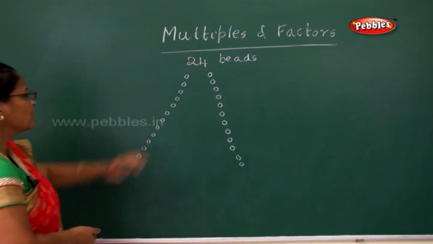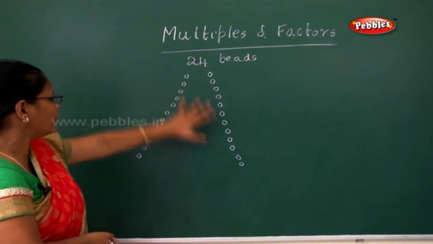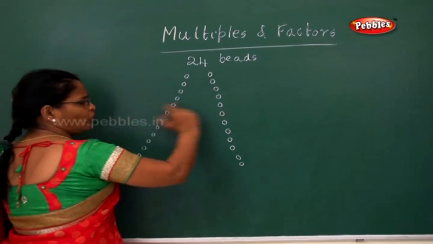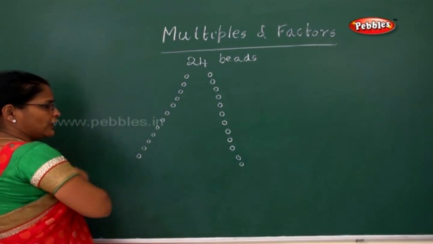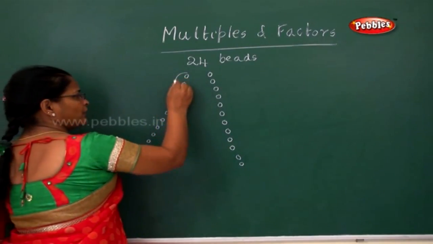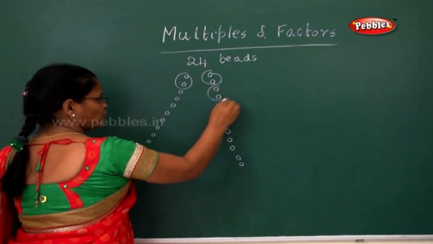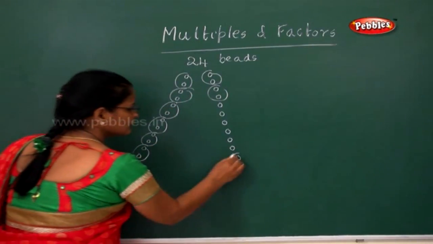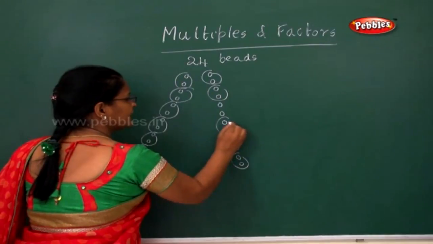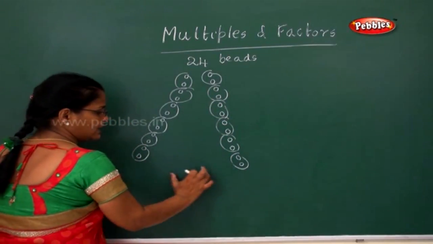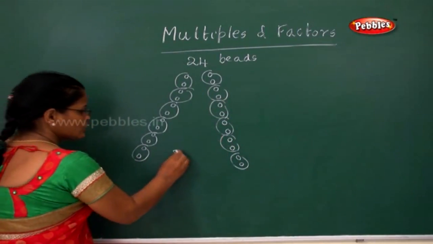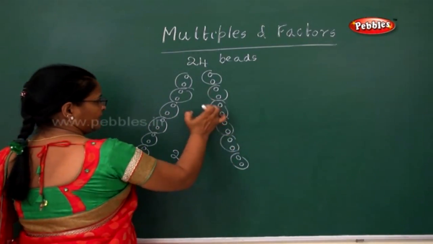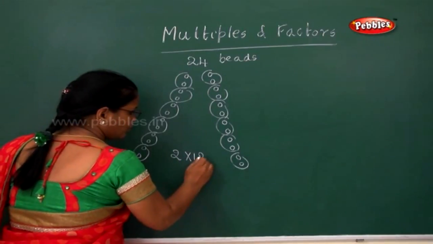Now 24 beads are there. What is the question? You have to divide in all possible ways. See, now you can divide 2, 2. The resulting number must be 0. You have to get 0. So how many times have I done it? 1, 2, 3, 4, 5, 6, 7, 8, 9, 10, 11 and 12. So 2 into 12.